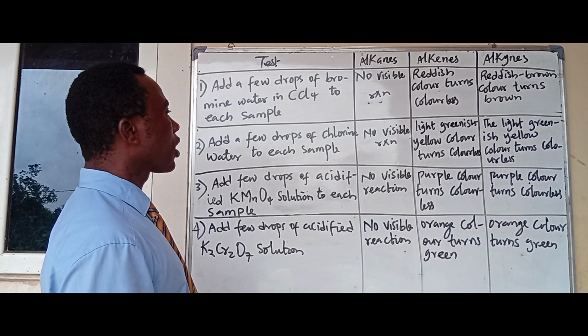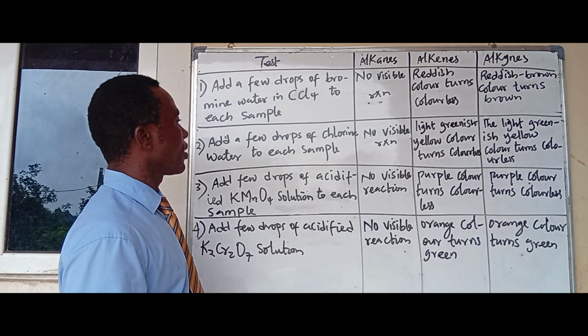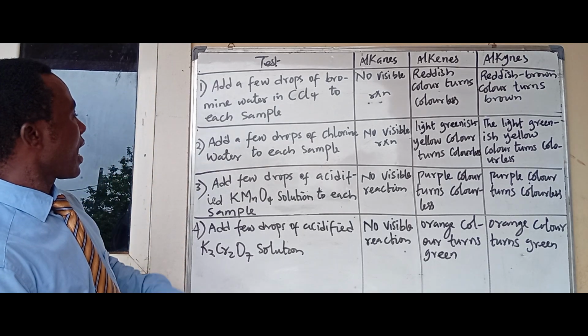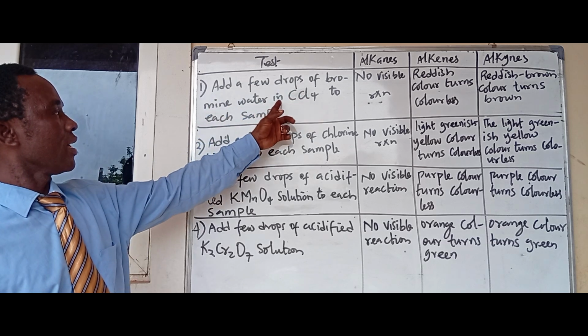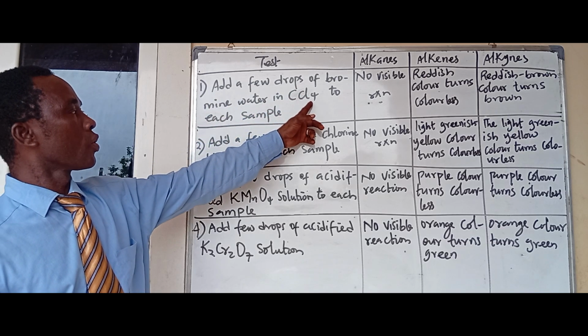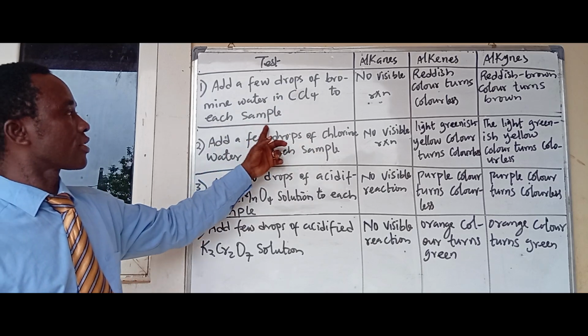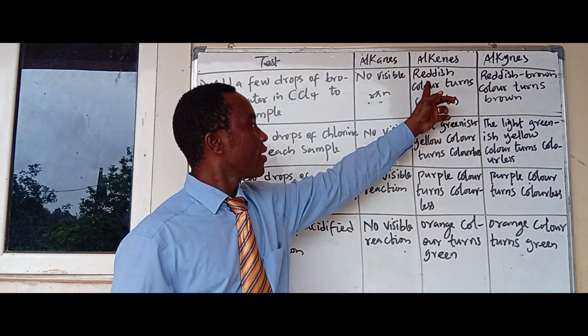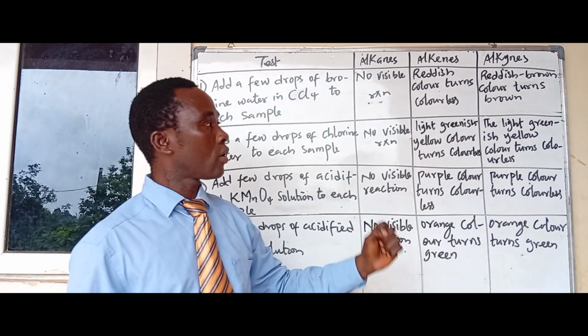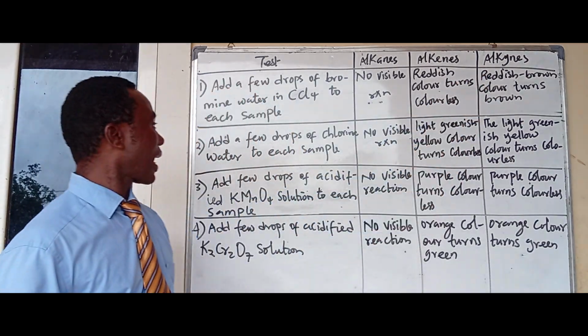Now, what do I have here? I have a few drops of bromine water in carbon tetrachloride. Add it to each of the samples. There is no reaction with alkanes. But for alkenes, the reddish color turns colorless. The same thing happens with alkynes.